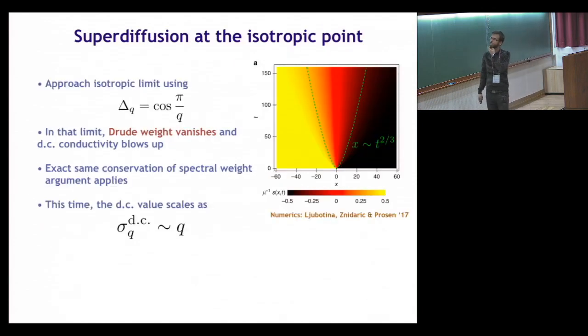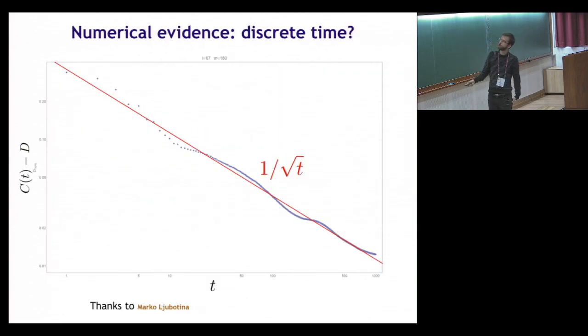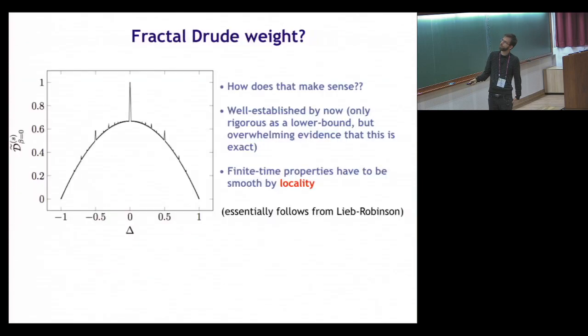Okay. So finally, let me go back to KPZ and to this isotropic point you heard a lot about. I claim you can understand it perfectly from this argument coming from the isotropic point. How does it work? Let me take a series again of rationals that will approach this isotropic point. Let me take Delta of q equals cosine of pi over q. When q goes to infinity, of course, this gives you Delta equals 1. That's the isotropic point. But here it's slightly different because the Drude weight is vanishing.